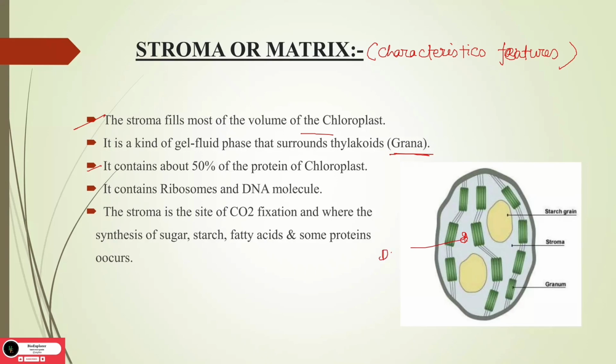This is the DNA. The stroma is the site of CO2 fixation and where the synthesis of sugar, starch, fatty acid and some proteins occurs. So in the stroma, grana, thylakoid, stroma lamellae and chloroplast DNA are all present.